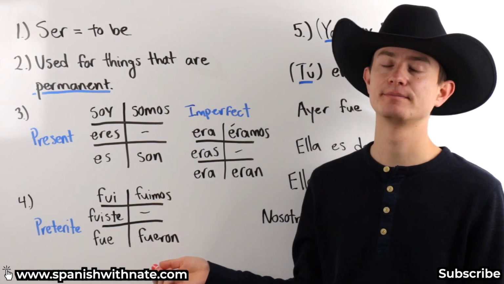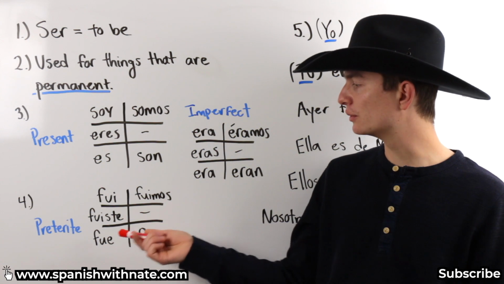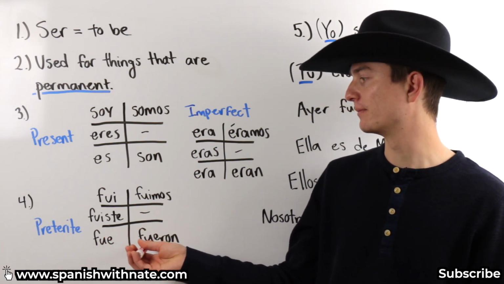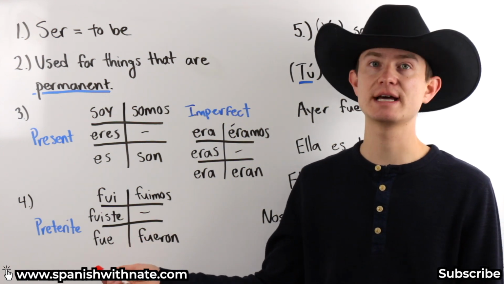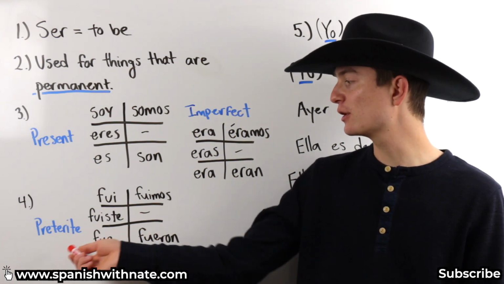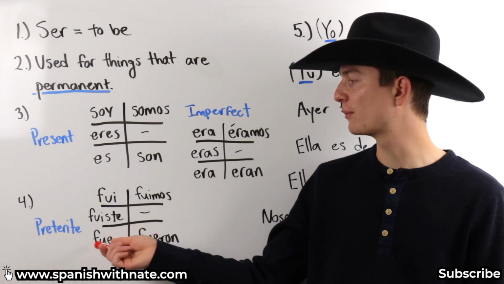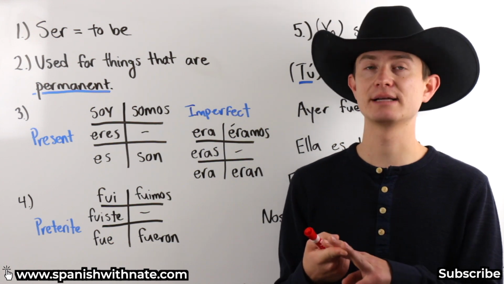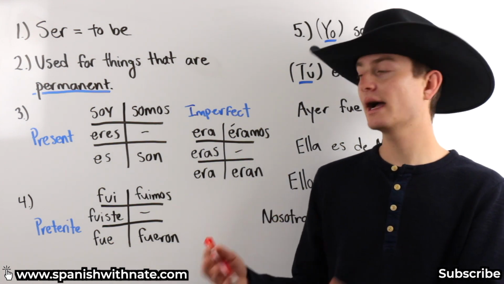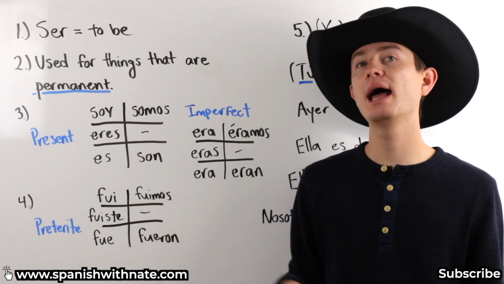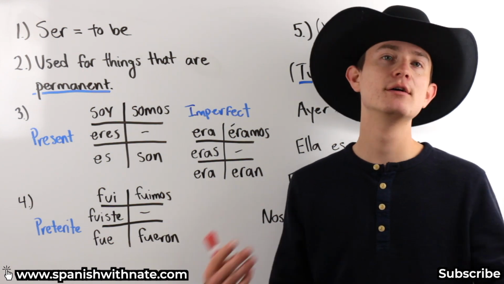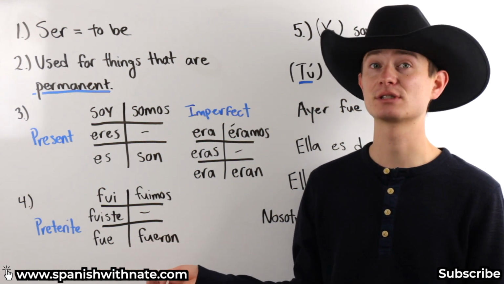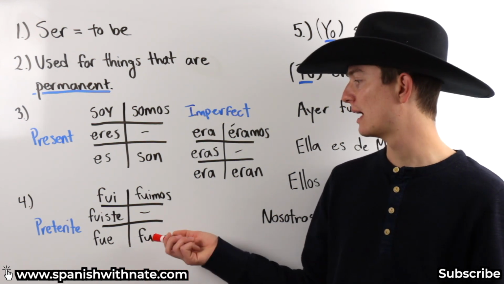Ellos fueron. Also, when it comes to fue and fueron, here we have él, ella, usted. This third person singular conjugation applies to él, ella, and usted. So if I say, oh, ella fue, blah, blah, blah. Él fue, blah, blah, blah. Usted fue, blah, blah, blah. If you're not familiar with that, same thing for fueron: ellos, ellas, ustedes. You can use it for either.